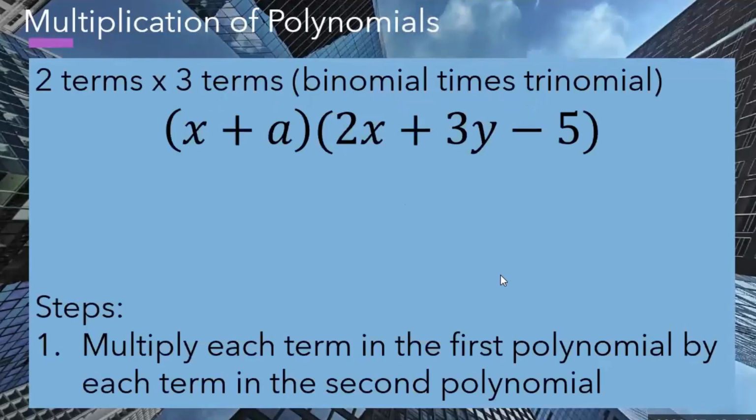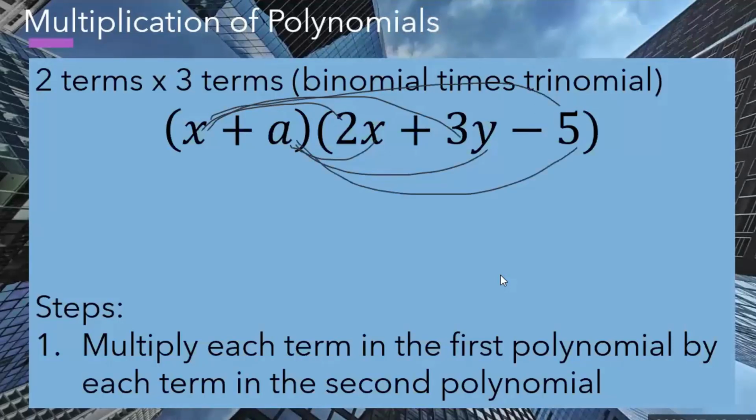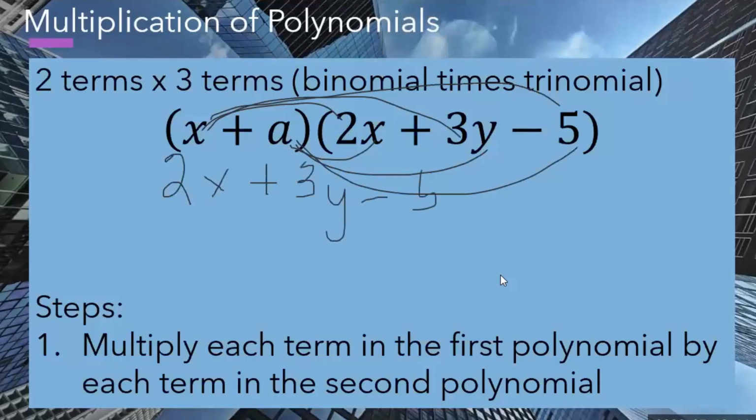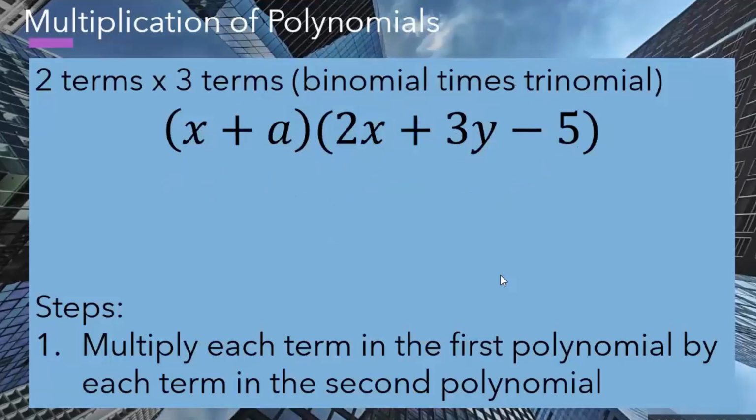Okay, what if you have a binomial times a trinomial? So you multiply each term in the first polynomial by each term of this. Okay? Ito naman, ganun lang din. You are going to distribute. Or you can use as well the vertical method. Okay? So pwede mong gawin dyan 2x plus 3y minus 5. Okay, let's clear it first. 2x plus 3y minus 5.